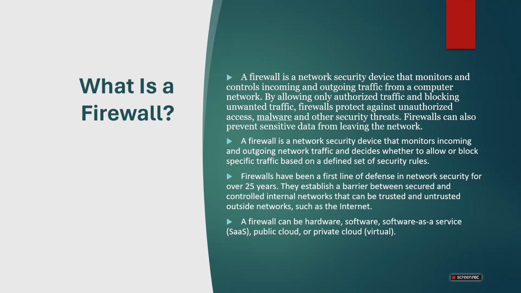A firewall is a network security device that monitors incoming and outgoing traffic and decides which to allow and which to block. We can decide with the help of some security rules. Firewalls have been the first line of defense in network security for over 25 years. They establish a barrier between a secure, controlled internal network that can be trusted and untrusted networks such as the internet. Trusted network means our internal network, and untrusted network means our public network. So it is a barrier between the internal network and the outside network. And a firewall can be anything: hardware, software, public, private.